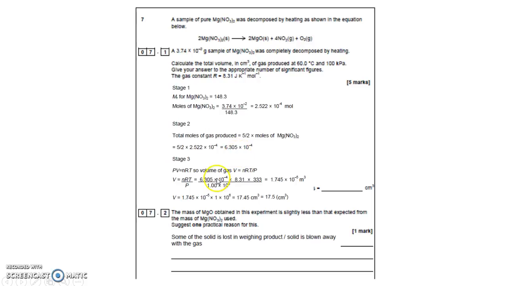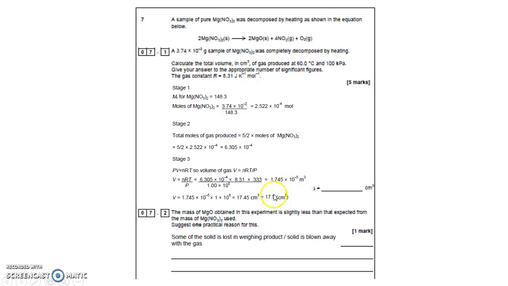Number of moles we just worked out, 8.31 you've been given is R, the gas constant. 273 add 60 to work out the temperature in Kelvin is 333, and you've been given 100 kilopascals. That value needs to be in pascals, so it's 100,000, 1 times 10 to the power 5, and it comes out as 1.745 times 10 to the minus 5, and it's in meters cubed. That's what volume is in here, it's in meters cubed.